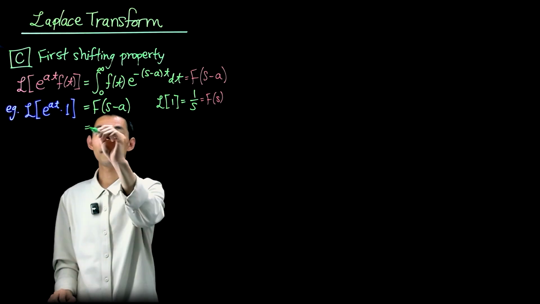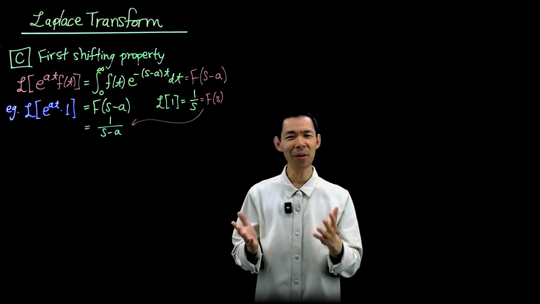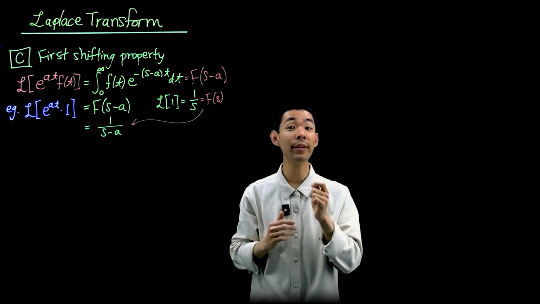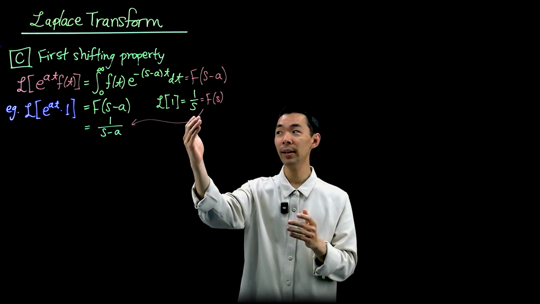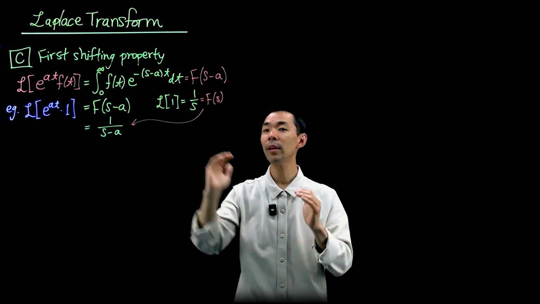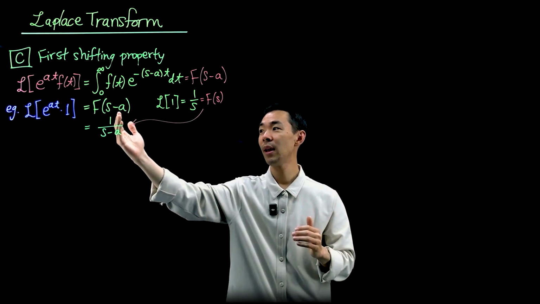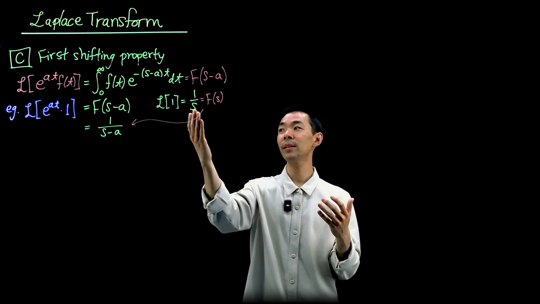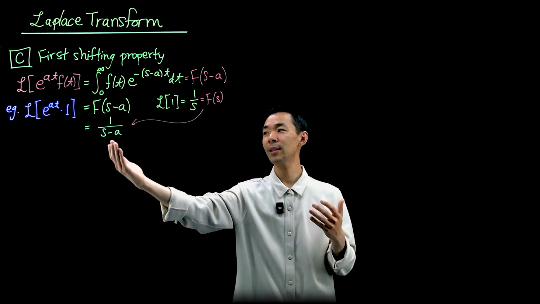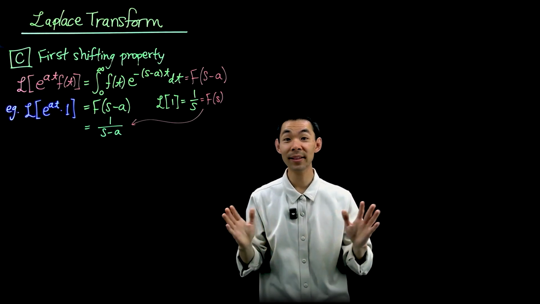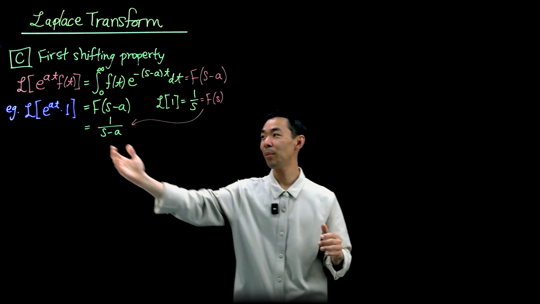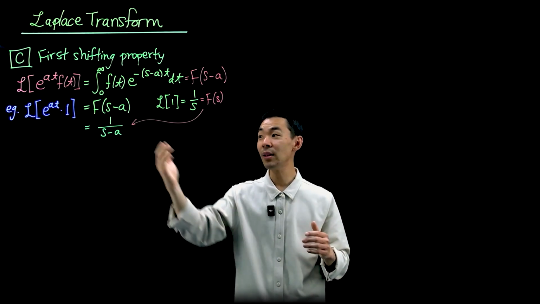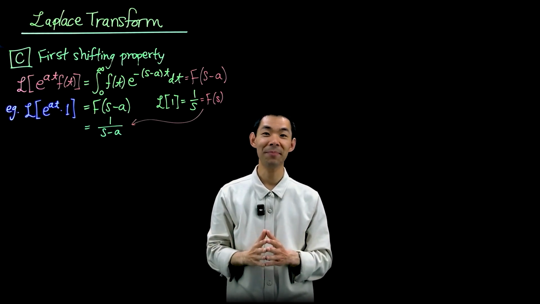Let's do that. Just like this. So all I've done is to take the capital F of s, which you already know the solution of, is 1 over s, and substitute the argument with s minus a. So I've just plugged in this 1 over s with the argument s minus a. And that's it. So the Laplace transform of e to the at times the function 1 is just equal to 1 over s minus a.